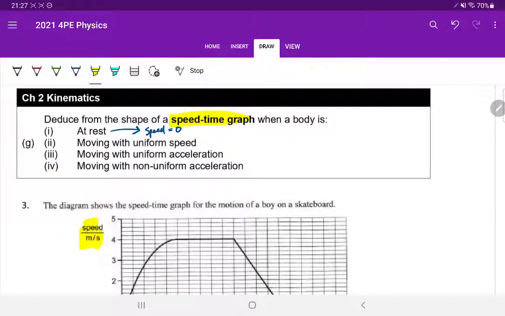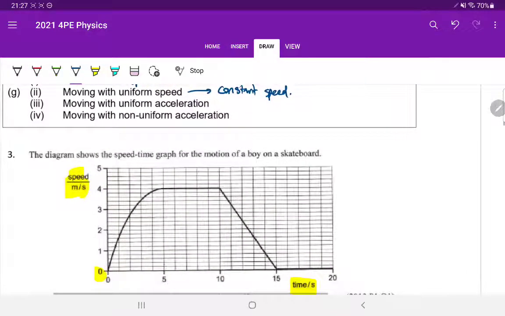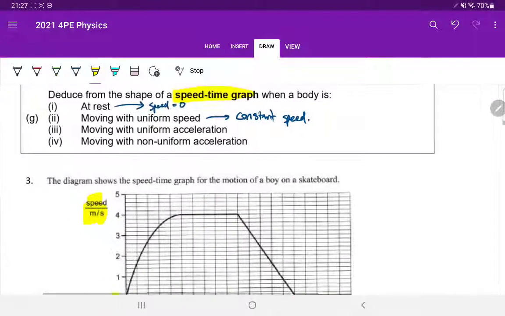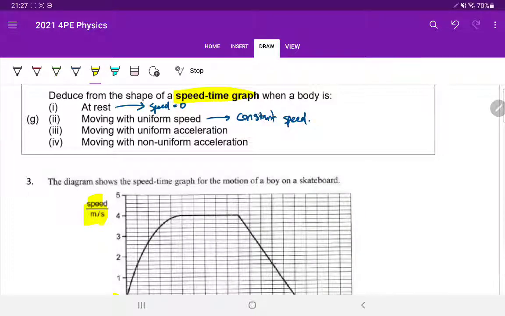Okay, moving with uniform speed, what does that mean? Uniform speed means speed is constant, which means the speed doesn't change. So in this graph, which part is constant speed? You can see that this part here is constant speed. What is the constant speed? It's 4 meters per second. Can you see? It's moving at a constant speed of 4 meters per second, so the speed doesn't change.